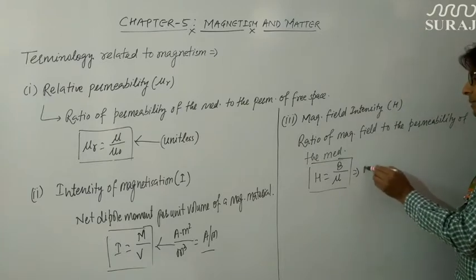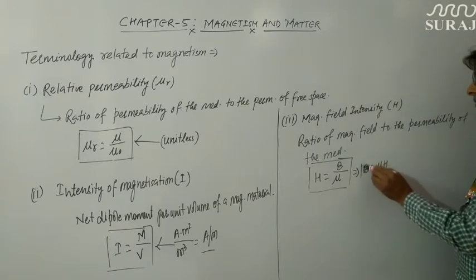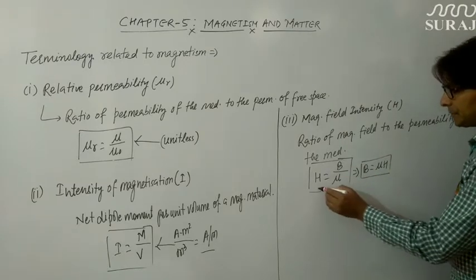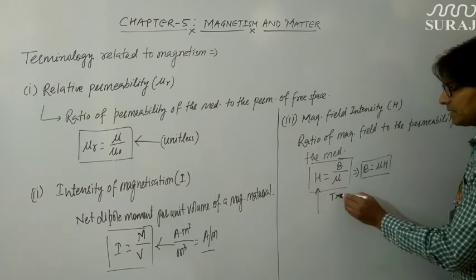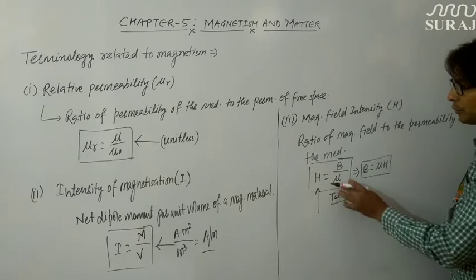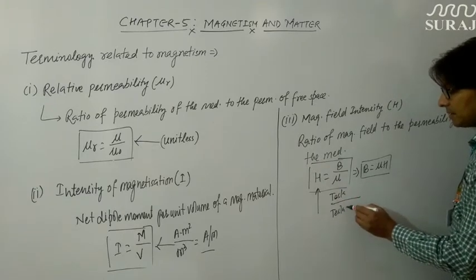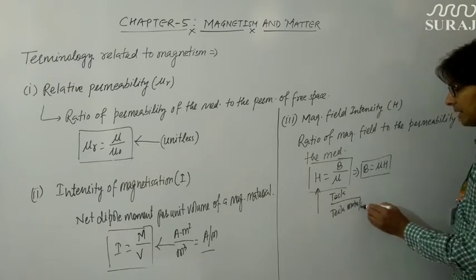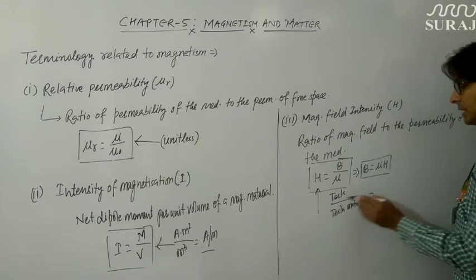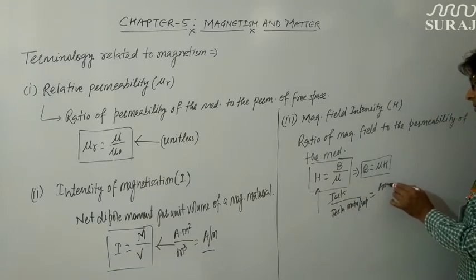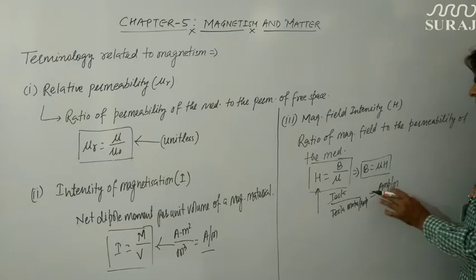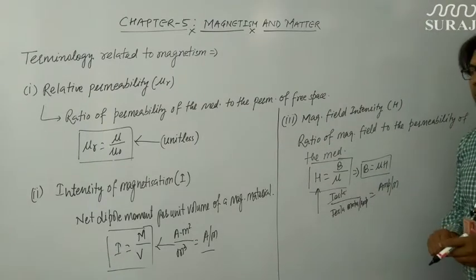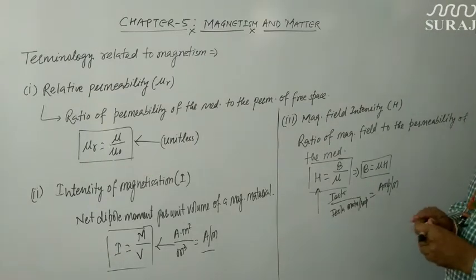From here we can represent B as mu into H. We will use this relation in the further derivation. The unit of B is Tesla and the unit of mu is Tesla meter per ampere. So Tesla will cancel out Tesla, and we get ampere per meter, which is similar to the unit of intensity of magnetization. So this is the third term we have defined here.